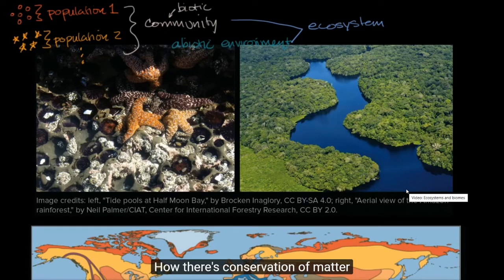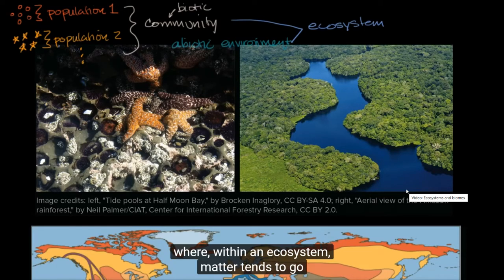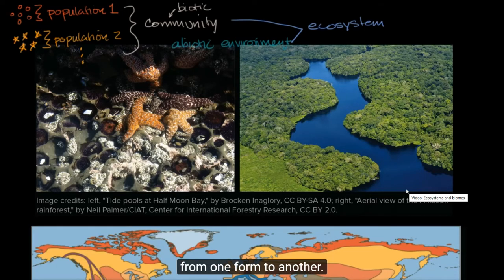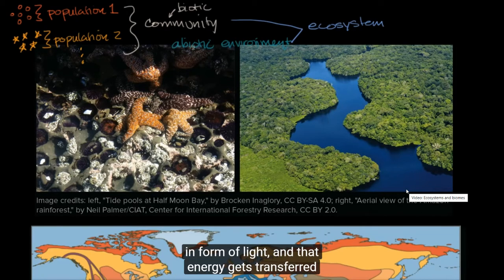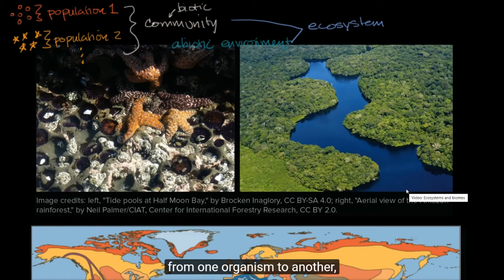How there's a conservation of matter, where within an ecosystem, matter tends to go from one form to another. You also have a flow of energy. Energy tends to enter an ecosystem in the form of light, and that energy gets transferred from one organism to another, and sometimes even involving the non-living things, eventually getting turned into actual heat.